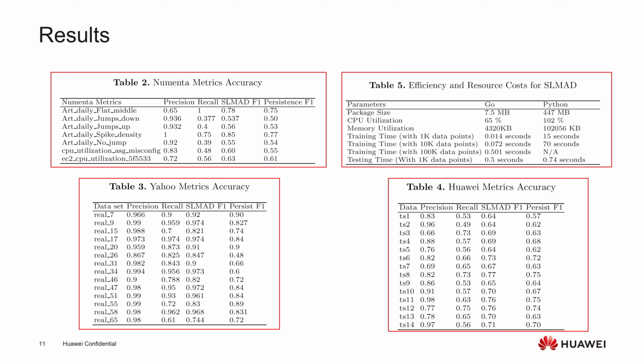Finally, we can look at the resource and efficiency costs for the SLMAD approach. We can see that there's a very large differentiation when comparing the Golang implementation and the Python implementation. There's a huge reduction in the package size, as well as the CPU utilization and the memory utilization. We can also see a massive reduction in the training time and testing time by using the Go implementation, compared to the Python implementation.